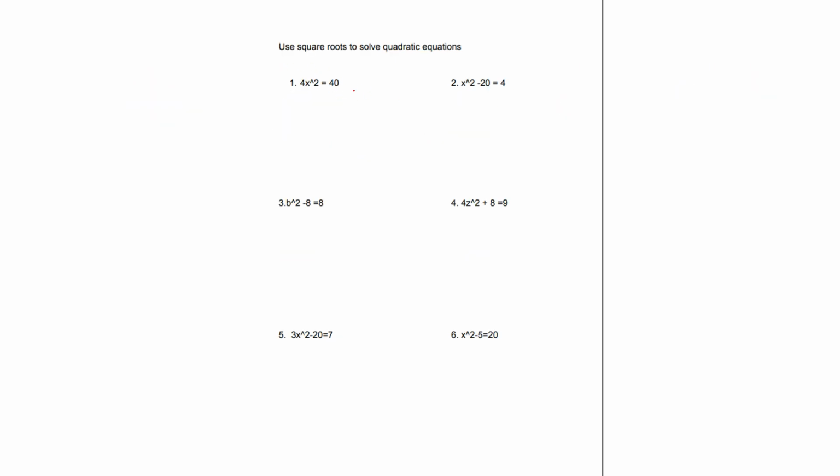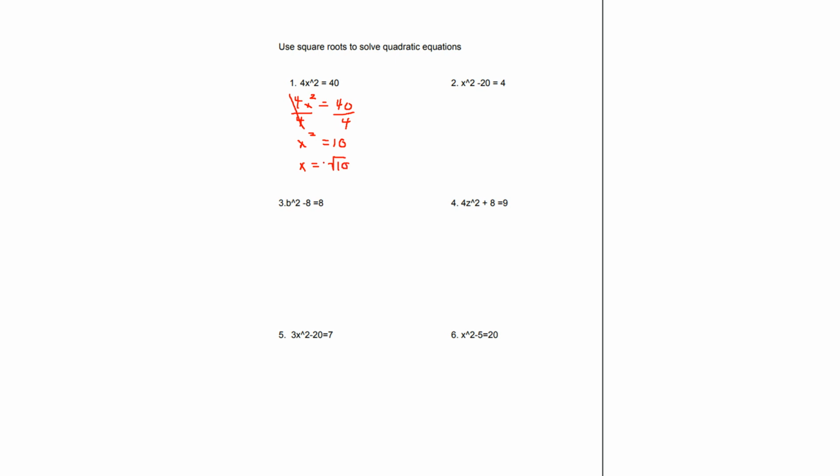Okay, this next part, we're taking a step further. We're just going to have to solve the equation, so we have a couple more steps. For number one, we want to isolate this x squared on one side. To do that, we could divide both sides by 4 in order to get rid of this 4. So x squared is going to equal 10. And to undo this square, we could take the square root of both sides so that x equals the square root of 10.